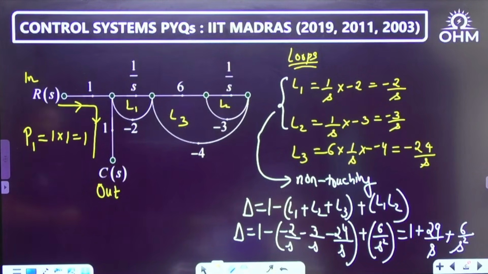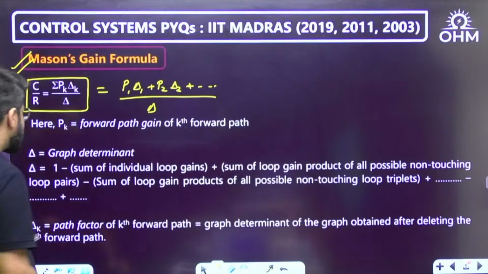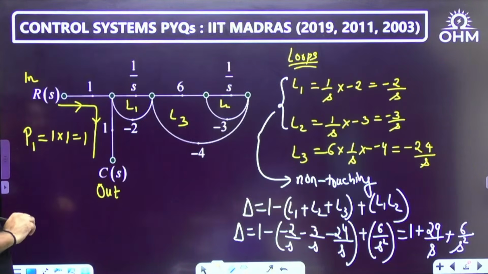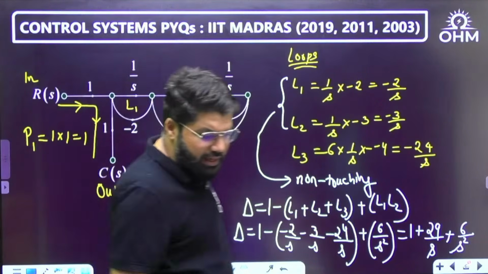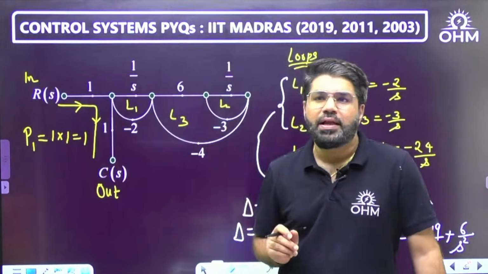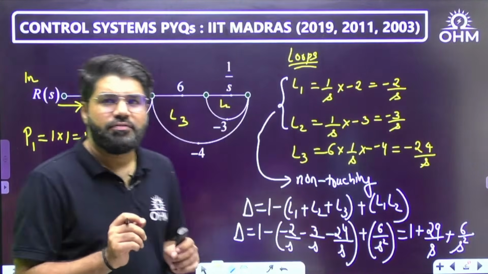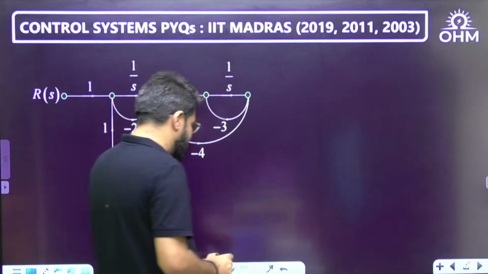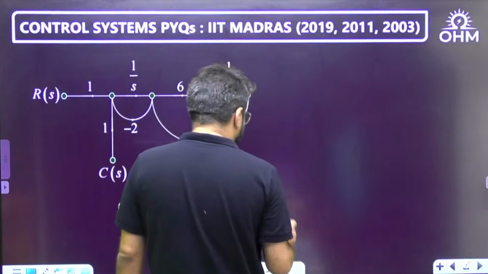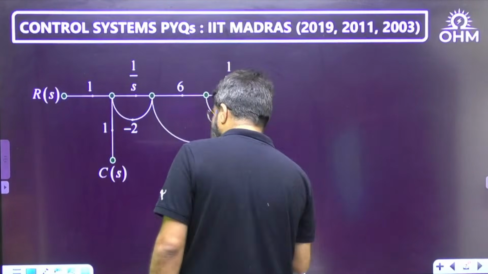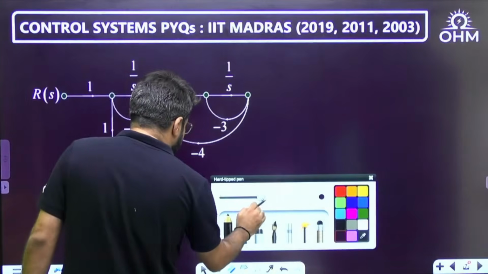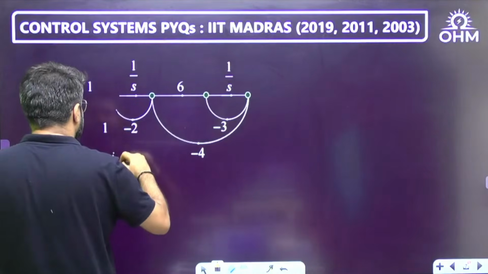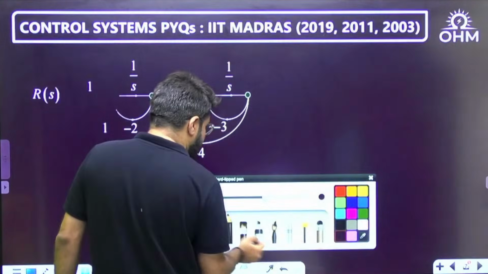Next, we have to find the delta K, the path factor of the kth forward path. By the way, there is only one forward path here. How do we calculate the path factor? To calculate the path factor, just remove the concerned forward path. If you see this picture once again, and I remove this respective forward path, this is my forward path. I have erased it. The path from input to output is gone.